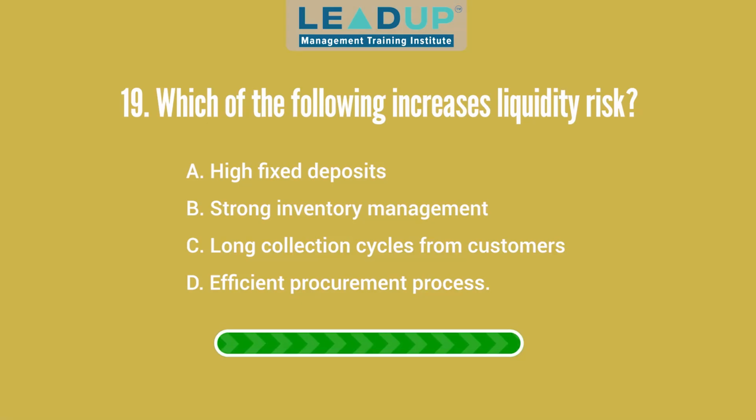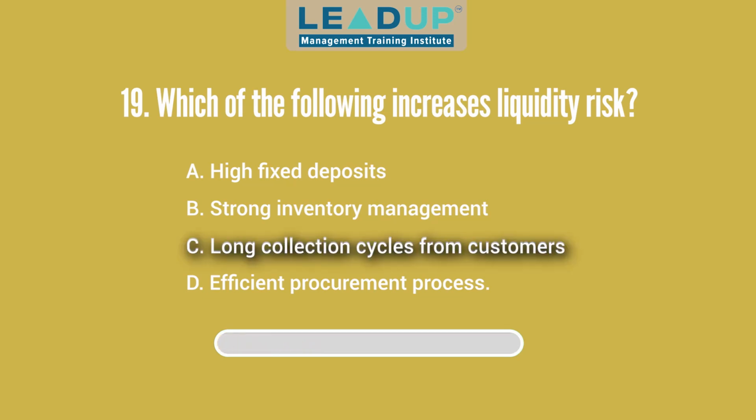Question 19. Which of the following increases liquidity risk? A. High fixed deposits. B. Strong inventory management. C. Long collection cycles from customers. And D. Efficient procurement process. The answer is long collection cycles from customers.